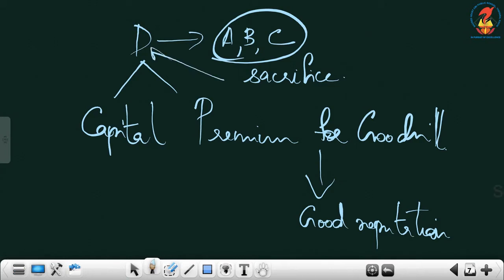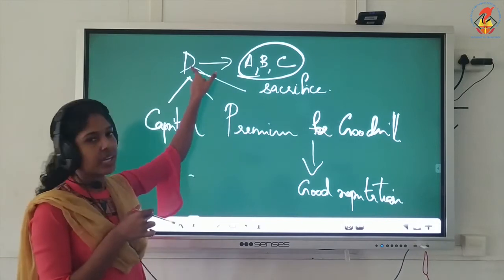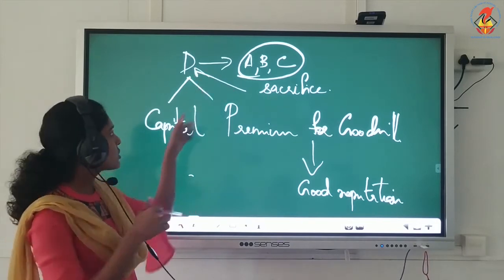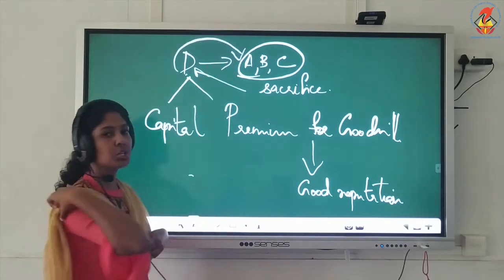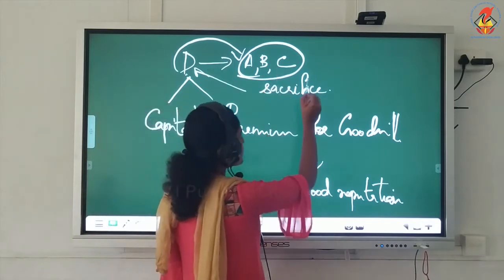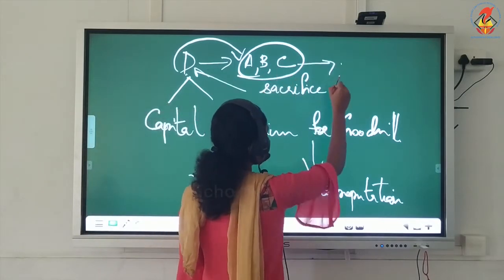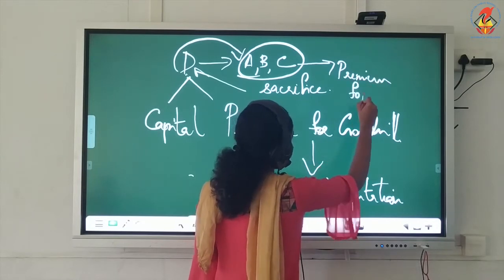When a new partner enters your firm, what happens to the existing partners? They will have to sacrifice their share of profit in favor of the new partner. So, for this, D should pay a compensation to all these three. D will be paying compensation to these partners, and that compensation is known as premium for goodwill.